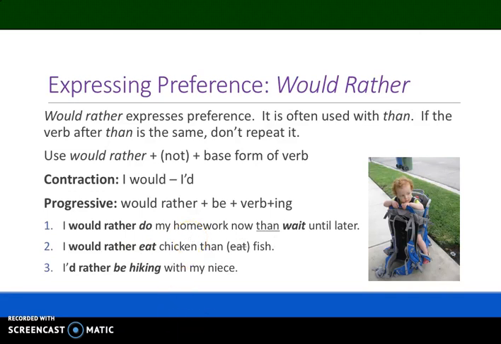I would rather eat chicken than fish. So in this sentence, eat would be the same verb, so we should take out eat after than. And in the third one, I'd rather be hiking with my niece. This is an example of the progressive form. Would rather, be, and the verb with the ing ending.